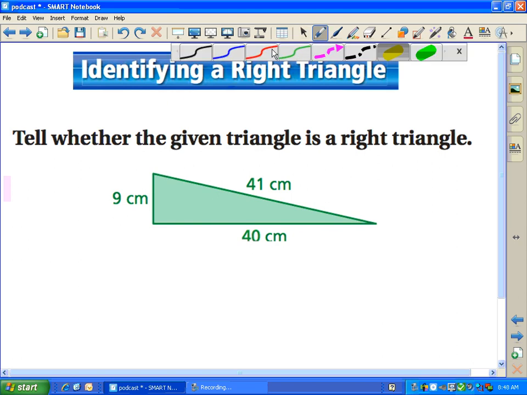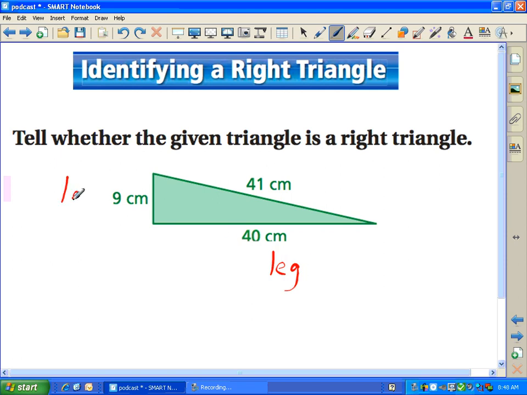They want me to identify or tell whether the given triangle is a right triangle. So first thing I'm going to do, I'm going to label my legs and my hypotenuse. I am pretty sure that that is a right angle, or 90 degrees, so diagonal from it would be your hypotenuse. Now, since you have all 3 sides, and you're not looking for a missing side, you just need to plug and chug, put all the numbers in, and see if it works. So, let's see if it works.